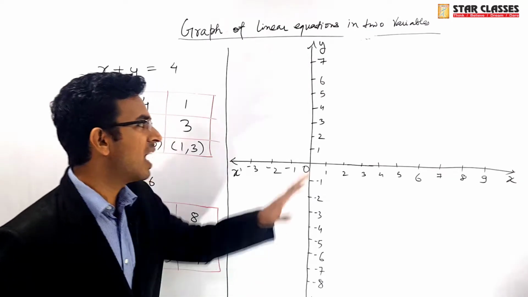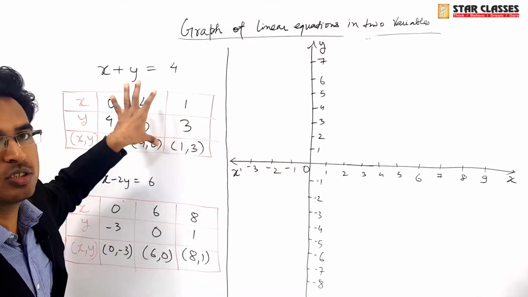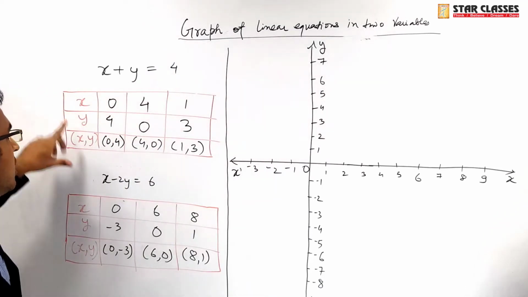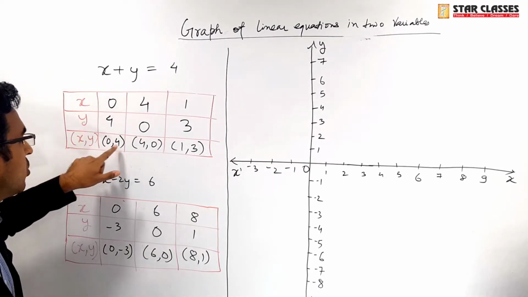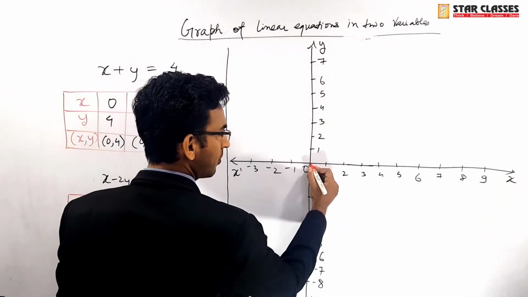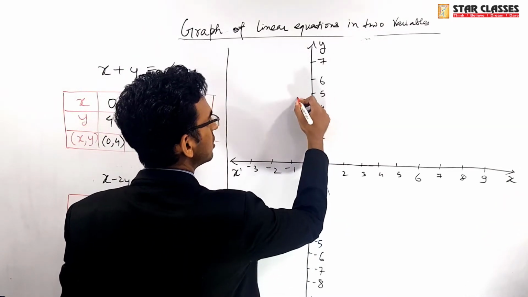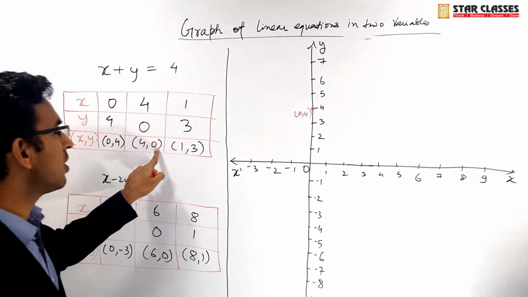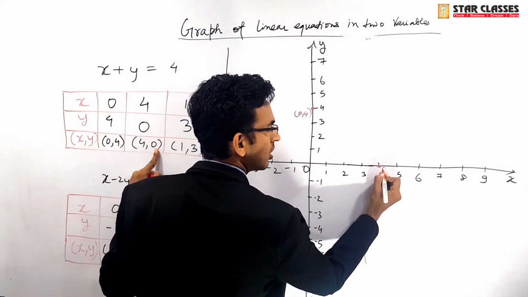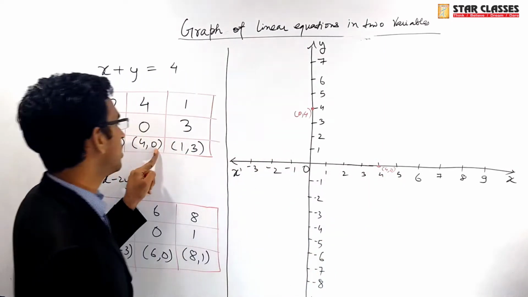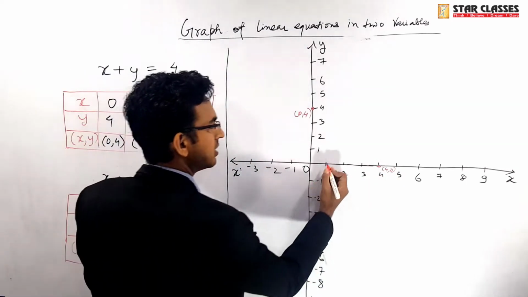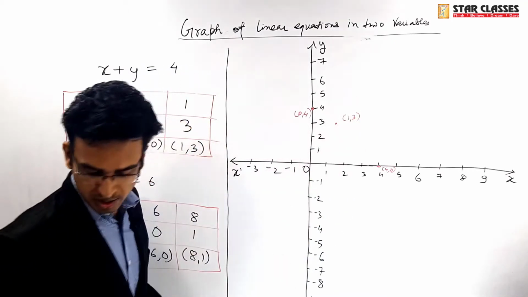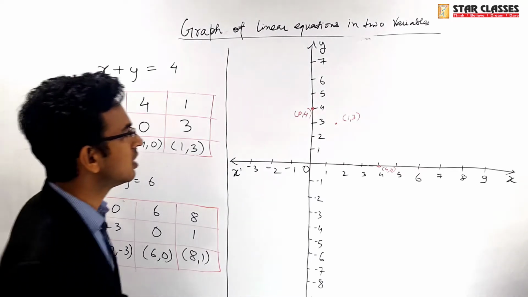Now we have this graph and we have to plot these two equations in it. Let us take the first equation first. The first equation's points are 0, 4. So x is 0 and y is 4. Now x is 4 and y is 0. The third point is x is 1 and y is 3. So 1, 3. Let us draw the line for these 3 points.